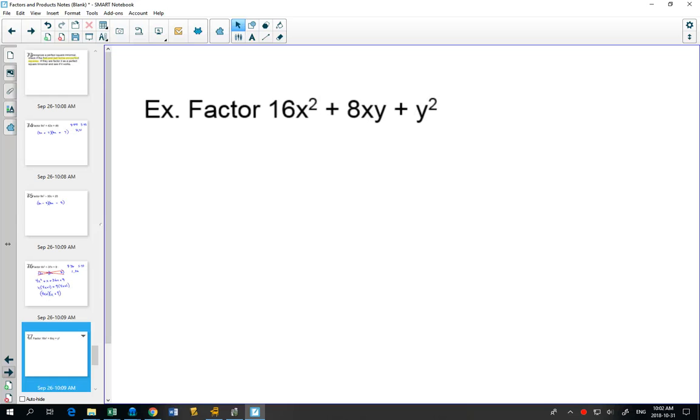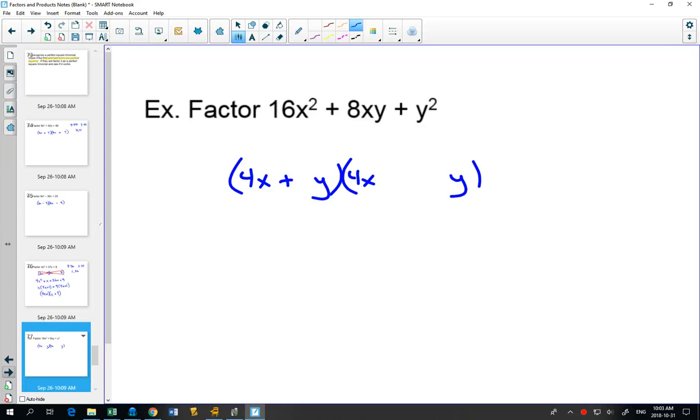I'd like you to try this one. How did you do? Did you notice that the first and last terms were perfect squares? So a quick check to see if that will work. 4x and y and 4x and y. My inside will be 4xy. My outside will be 4xy. Does that make 8xy? Yes. So we get 4x plus y squared. So you could either write your answer like this, or if you wanted to, you could write your answer like this. Yes?